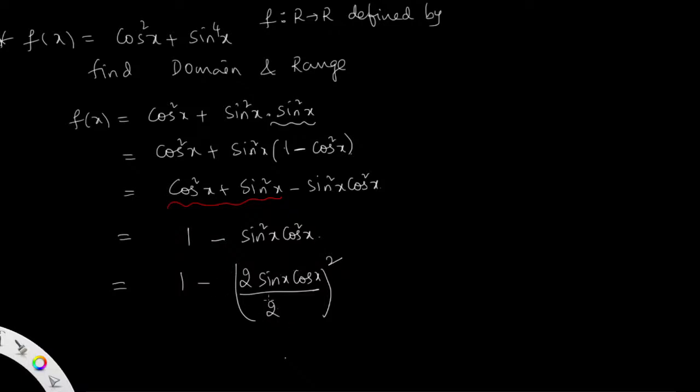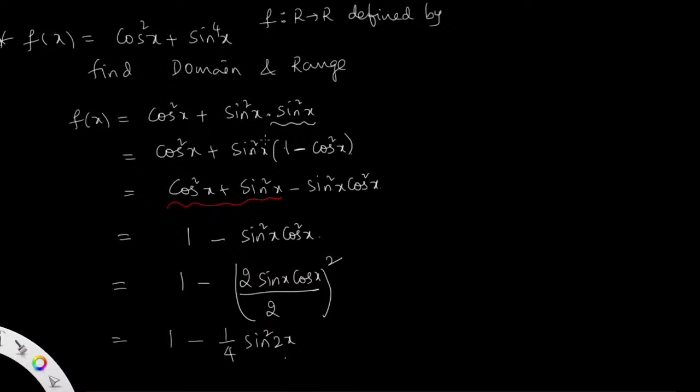Multiplying and dividing by 4, the value is nothing but this. So 1 minus 1 by 4 into sin 2x whole square, which is equal to 1 minus 1 by 4 sin square 2x.